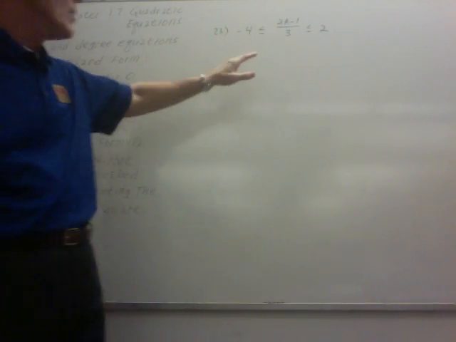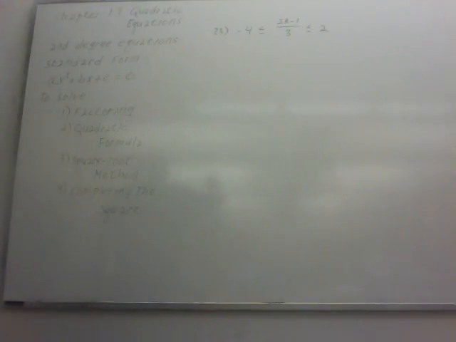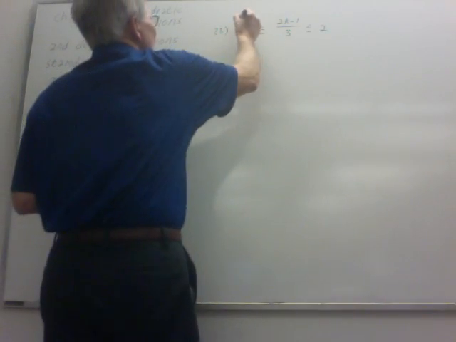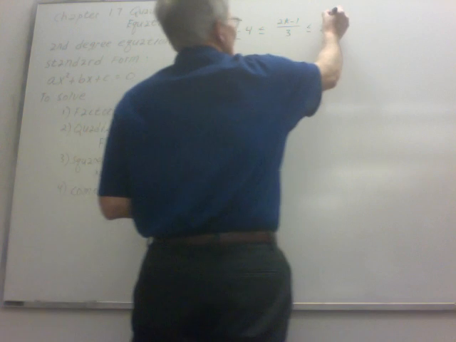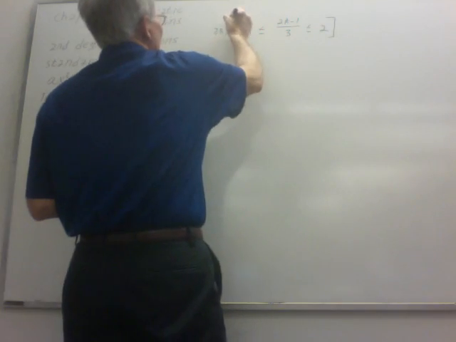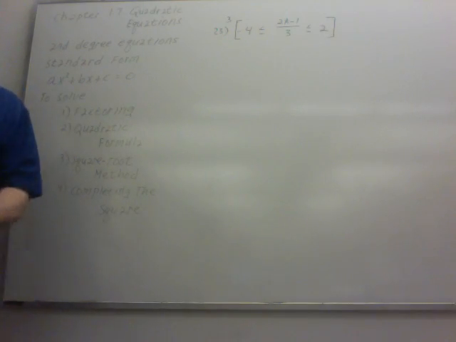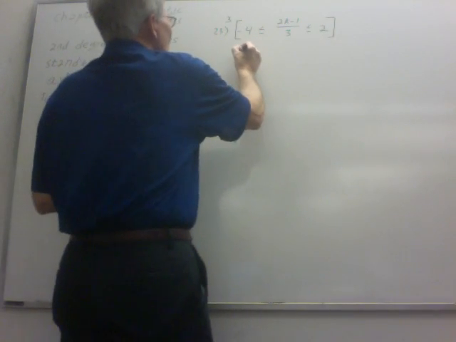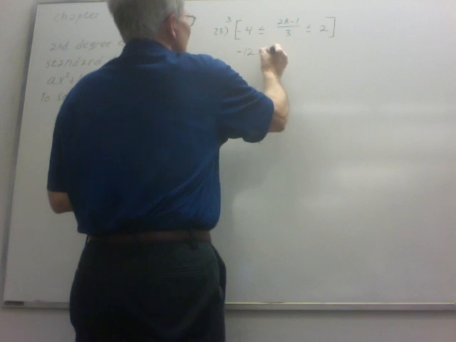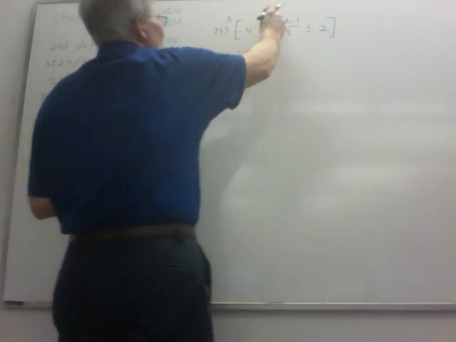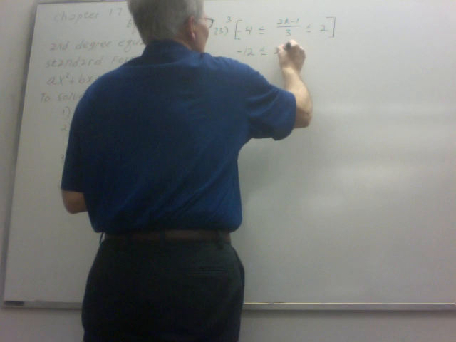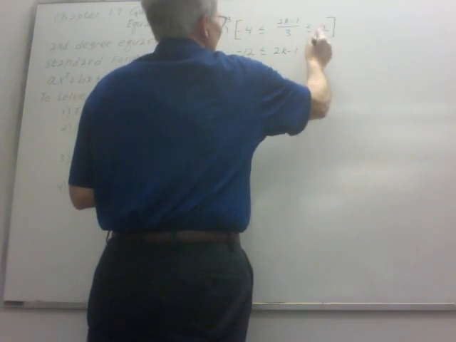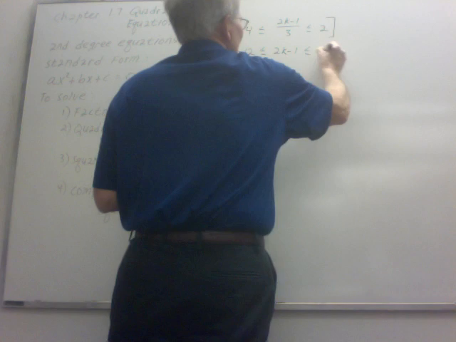Step number 1, it's fractional, so what's the first thing I should do? Okay, multiply by 3, right? Get rid of the fraction by multiplying both sides of this compound inequality by 3. That's the first thing that we want to do. Well, 3 times -4 is -12, less than or equal to. If I divide 3 into 3, I get 1. 1 times 2k minus 1 is 2k minus 1. And 2 times 3 is going to give me 6.